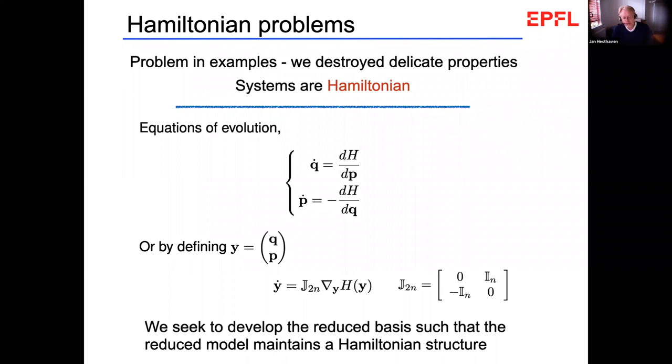Y dot equals J gradient H, and J is this skew-symmetric matrix, which is the one that is going to give us energy conservation. So this is the classic Hamiltonian problem.